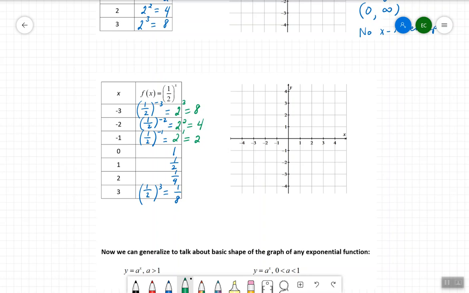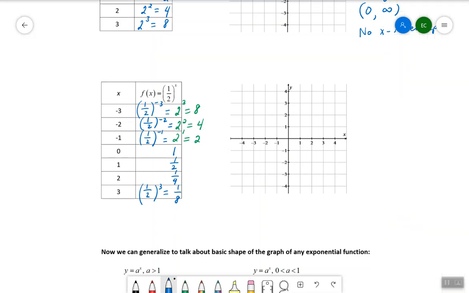Okay, so we can go ahead and plot those points. Again, I'll start in the middle with 0, 1. I've got -1, 2, and -2, 4. I won't worry about -3, 8. I will graph 1, 1/2, and 2, 1/4. I won't graph 3, 1/8 because it's just too close to the x-axis to be very meaningful. So then here's my graph.